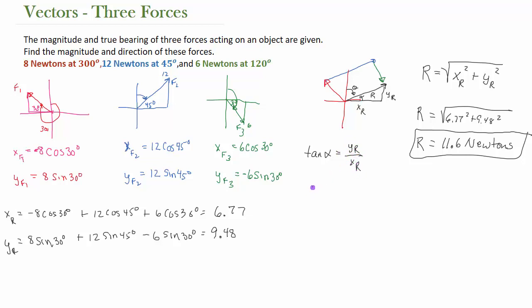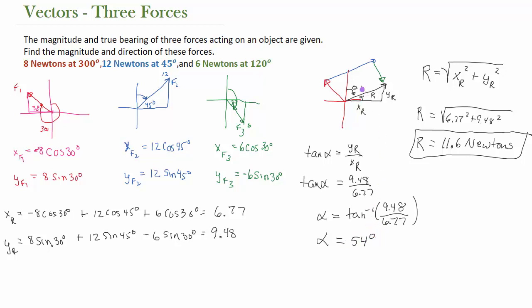Your right triangle trig. So the tangent of alpha equals our y, which was 9.48, divided by 6.77, or alpha equals the inverse tangent of 9.48 over 6.77, or alpha works out to be approximately 54 degrees, which is great.